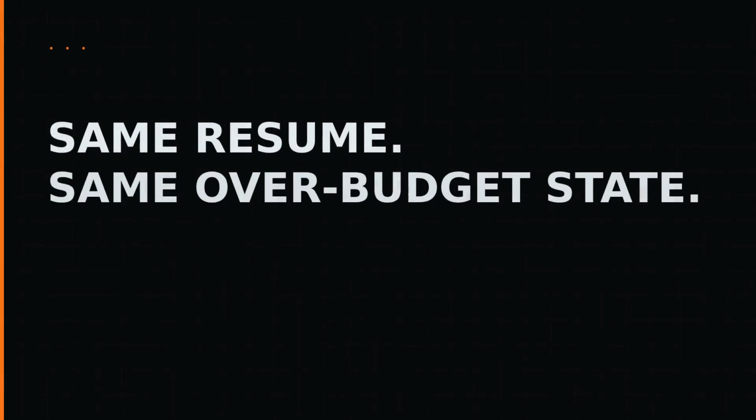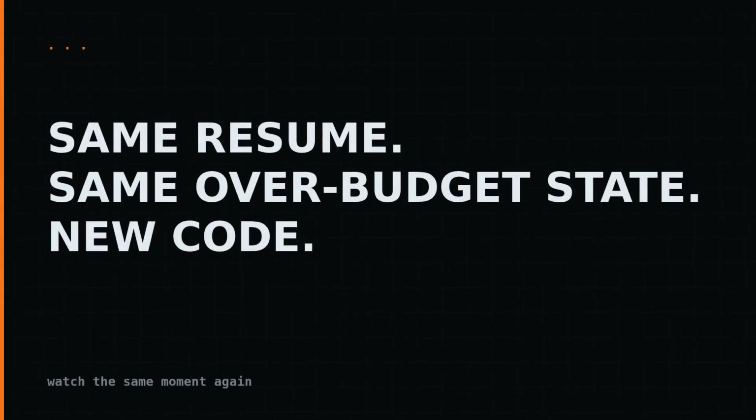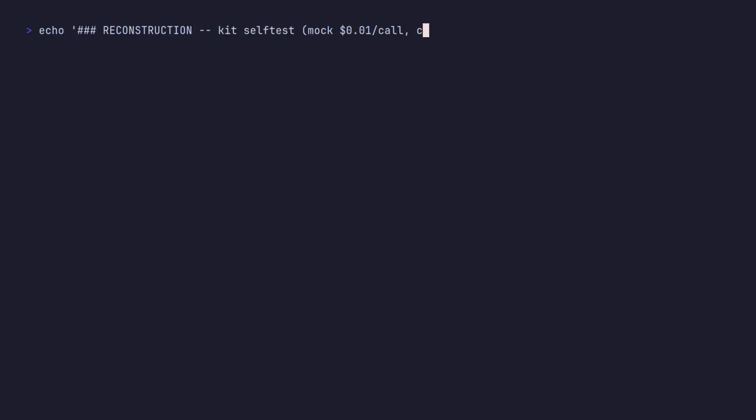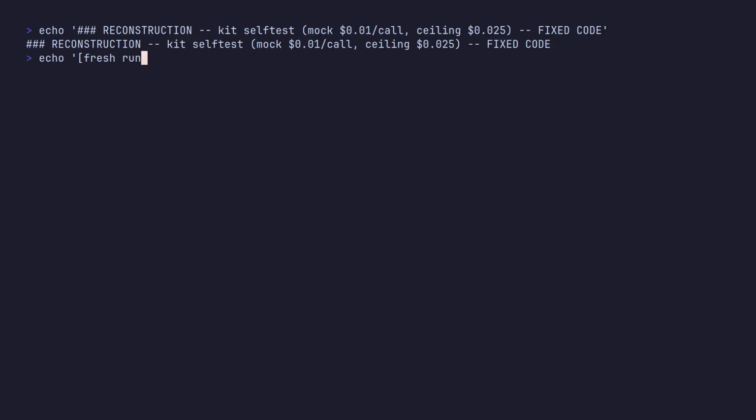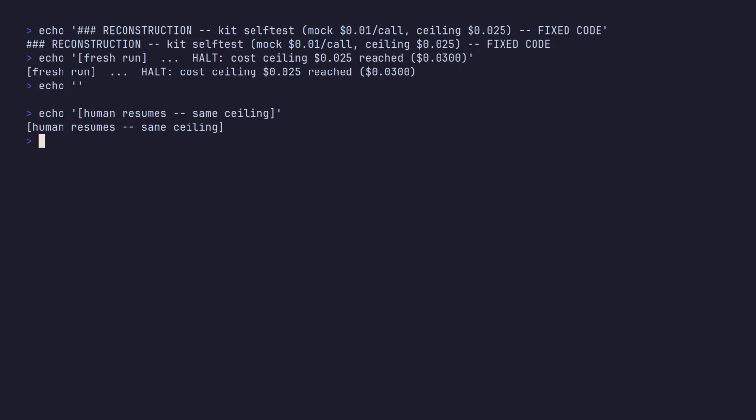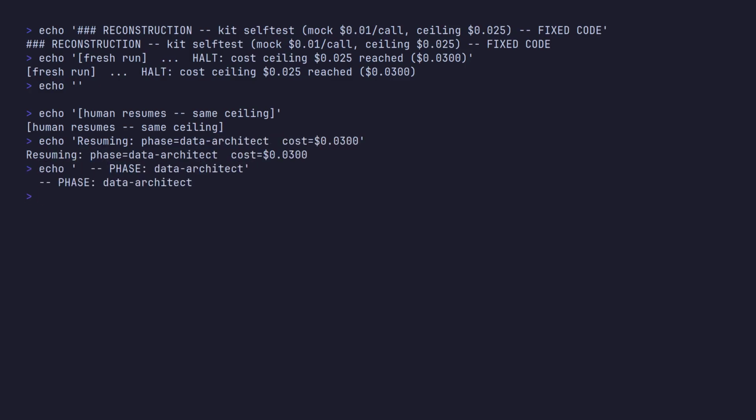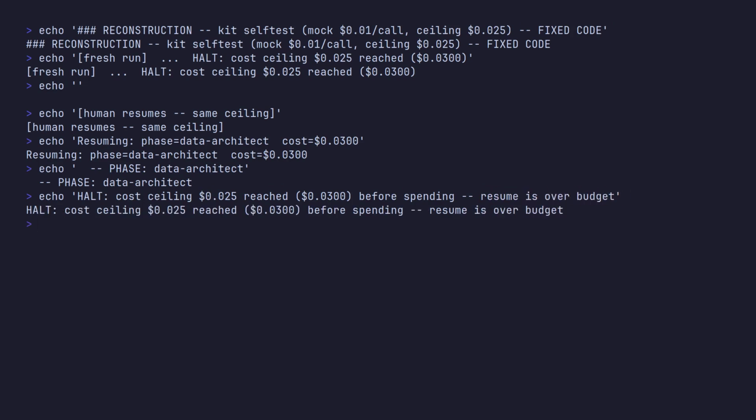So, same loop, same over budget resume that walked to 4 cents a minute ago. New code in place now. Watch the same moment again. The fresh run halts at 3 cents, exactly like before. The human resumes, and this time the log reads, ceiling reached, before spending, resume is over budget, halt, total cost, 3 cents. It did not run the phase. It did not spend the 4th penny, 0 additional spend on resume.